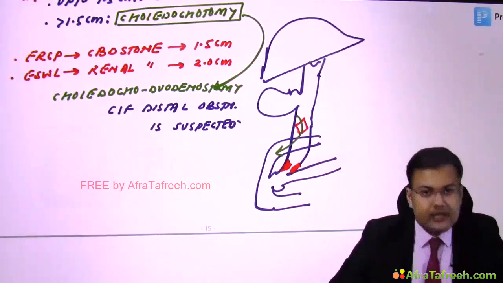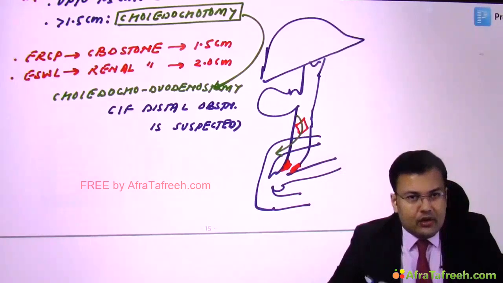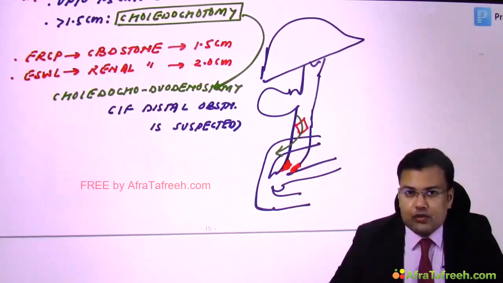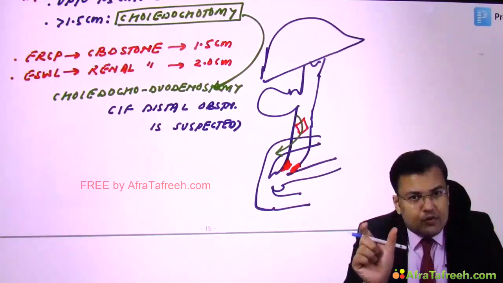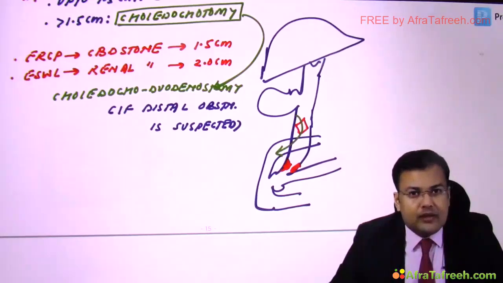Right? Now in the exam, where you make the mistake: in the clinical scenario the examiner gives the size of the stone, and sometimes the size of the stone is more than 1.5 centimeter, and in the options the first option is ERCP, and in excitement most students mark ERCP. So you have to look at the size of the stone. Up to 1.5, go for ERCP; more than 1.5, go for choledochotomy.